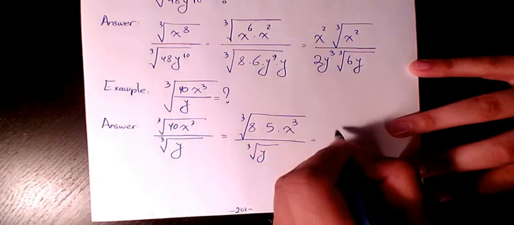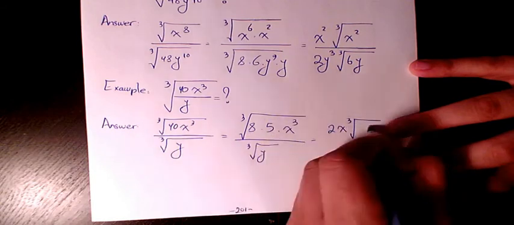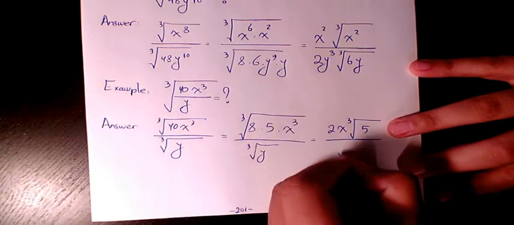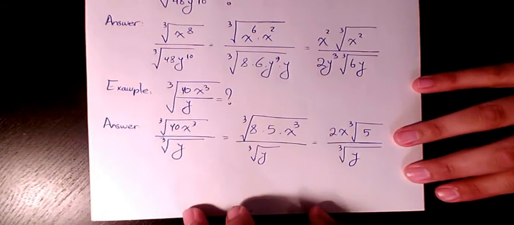This makes it 2, and here it will be x, and then we have cube root of 5 divided by cube root of y. This is the final answer.